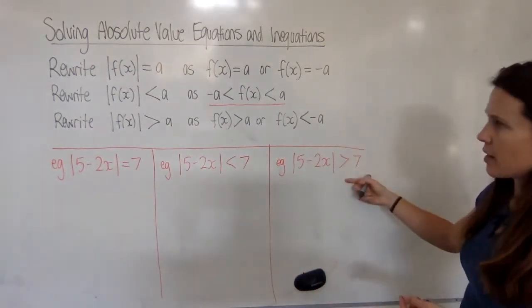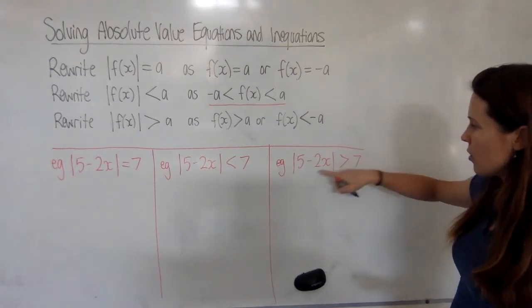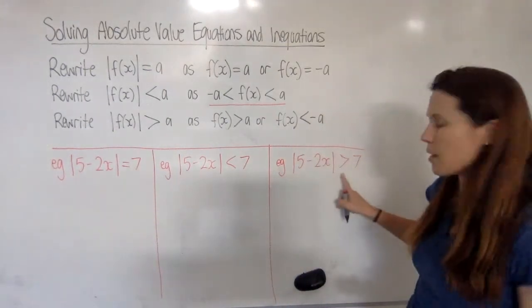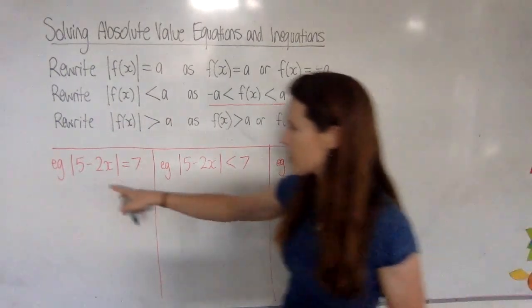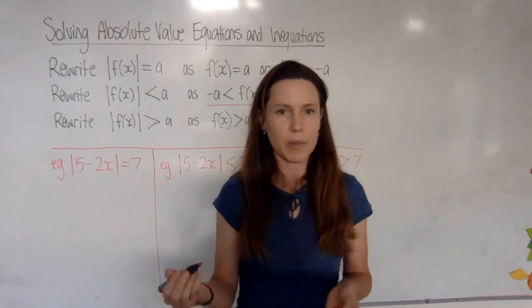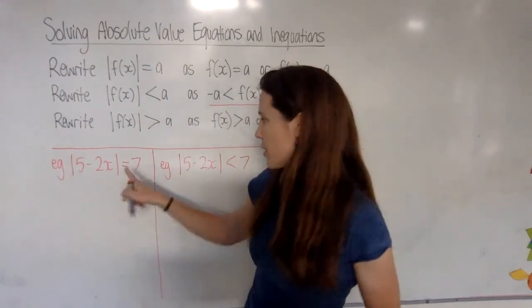So let's look at three examples here, one that's like each of these so that we can see how to use this. You'll notice that all three of them have got virtually the same question, just with a different sign in it. So when we're thinking this one through, we're thinking, well, 5 minus 2x might be positive or it might actually be negative. We don't know, but the absolute value of it is 7.